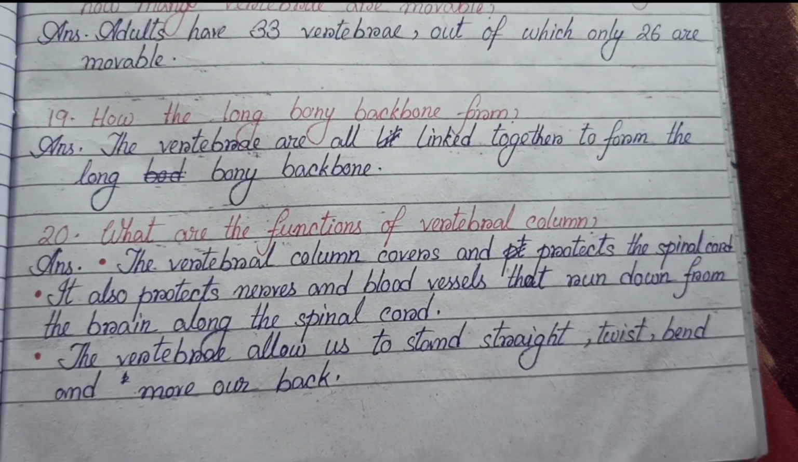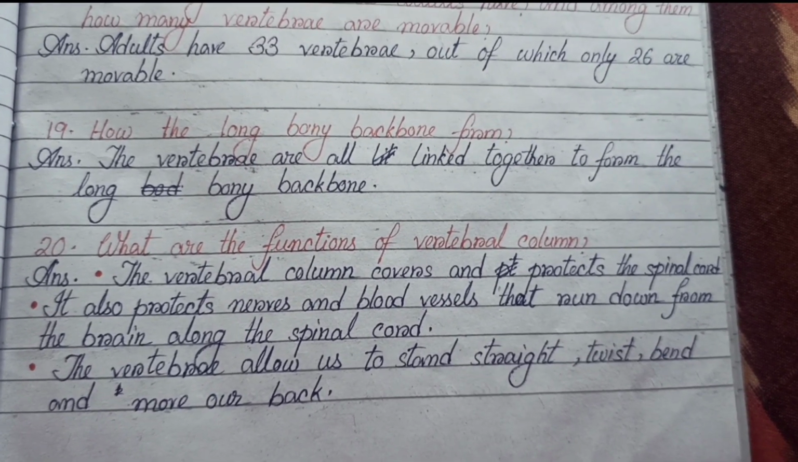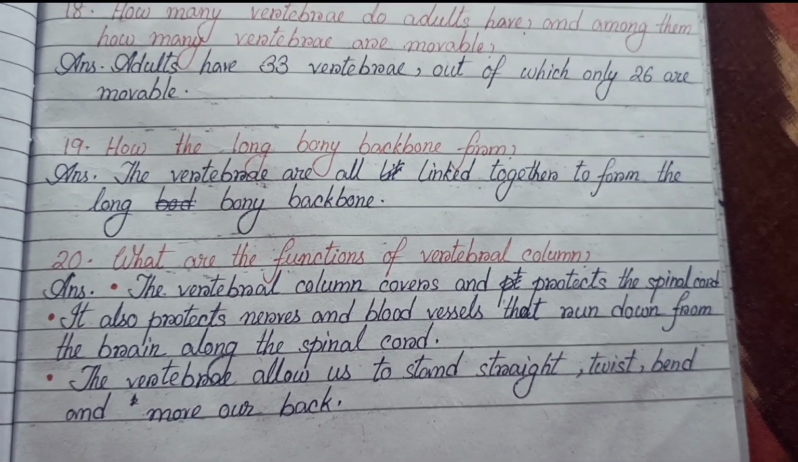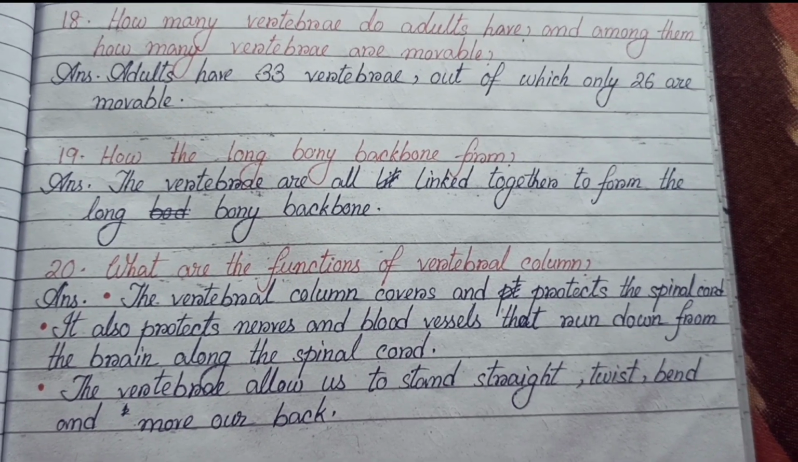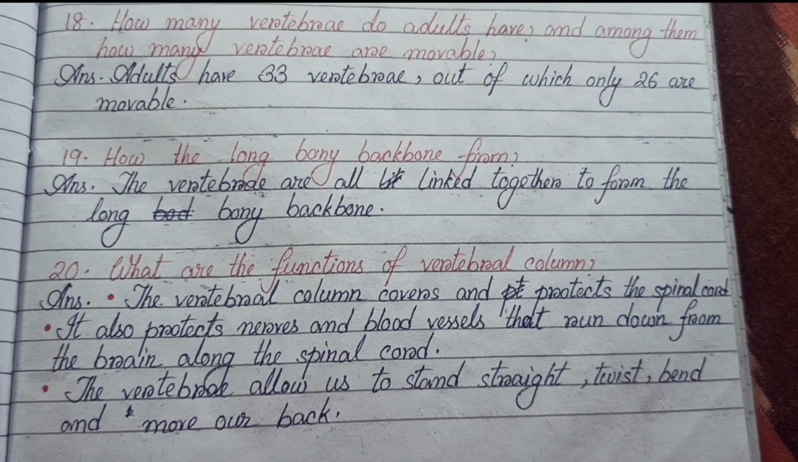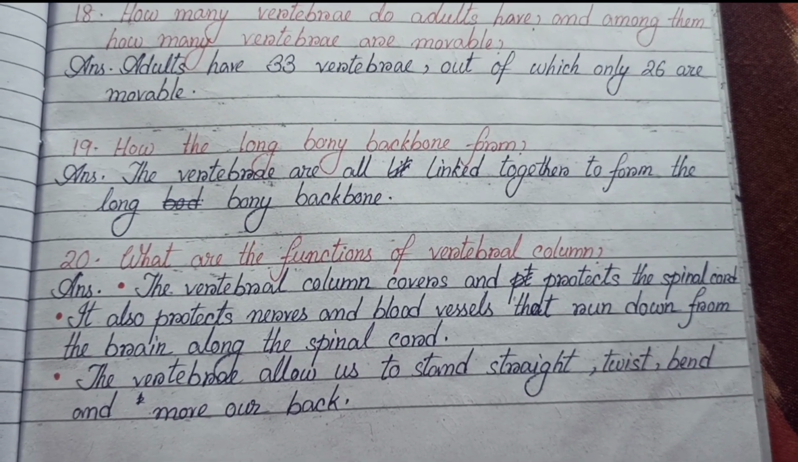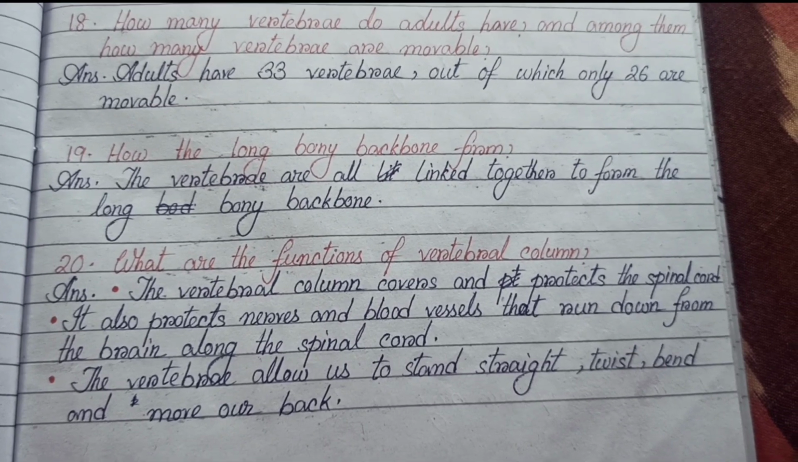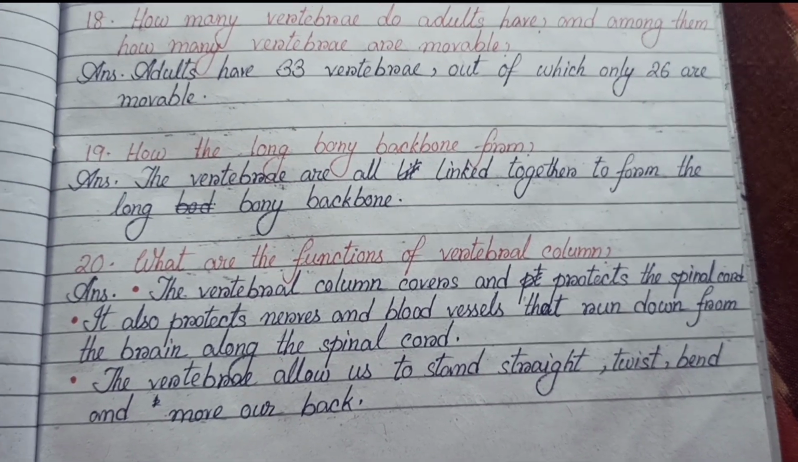Number 20, what are the functions of vertebral column? The first point, the vertebral column covers and protects the spinal cord. Second point, it also protects nerves and blood vessels that run down from the brain along the spinal cord. Third point, the vertebrae allow us to stand straight, twist, bend, and move our back.